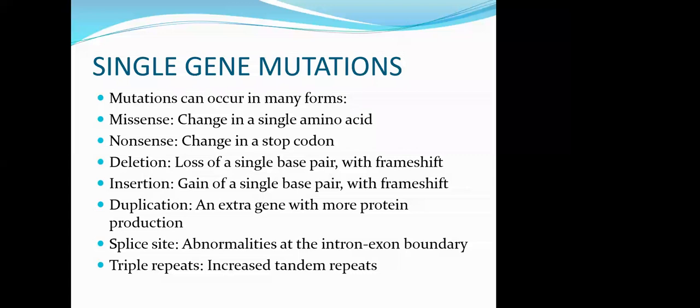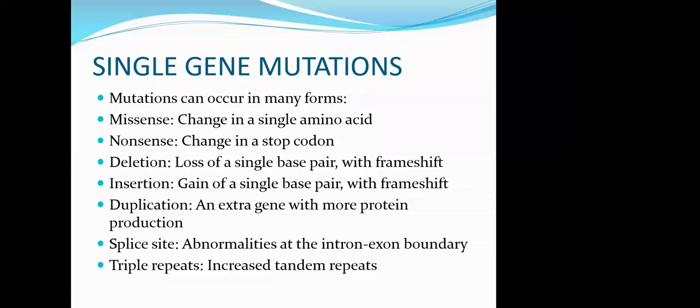Splice site mutations are the ones which I explained to you, whereby an endonuclease cleaves not exactly at that boundary. So you find it has either gone more into the exon or more into the intron. So those abnormalities are referred to as splice site mutations.